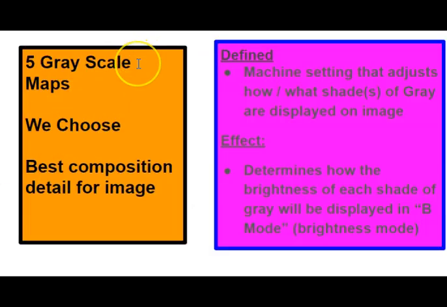We have on the Philips product 5 grayscale maps. We choose them for the best composition detail for the image that we're looking at. So, define the grayscale machine setting: it adjusts what shades of gray are displayed on the image, basically. And the effect determines how the brightness of each shade of gray will be displayed in B mode, quote-unquote brightness mode. Again, it determines how the brightness of each shade of gray will be displayed.